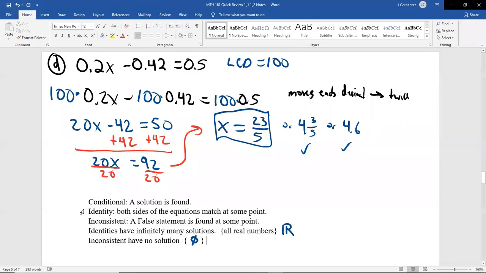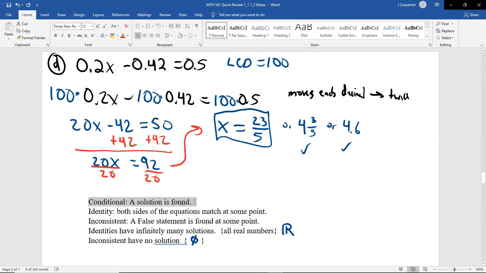So identities, these are the ones where they will match at some point. So you might have x plus 8 on the left and x plus 8 on the right. Inconsistent means a false statement is found. False means you have a lie. You have something like 3 equals 9. That's a lie. 3 is not 9.